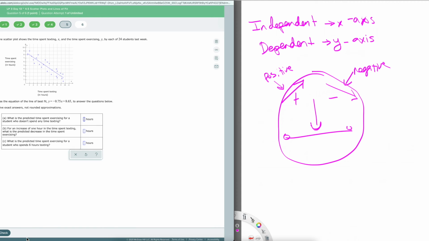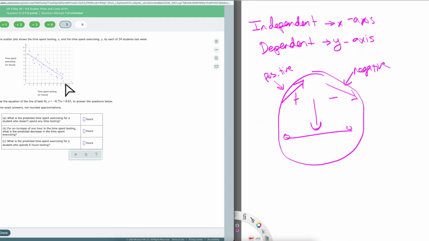All right, so the scatter plot shows the time spent texting and the time spent exercising by each of 24 students last week. So they're saying on this one, the more I text, the less I exercise. So texting apparently takes away our exercising ability. So it depends, I guess, on how many texts you send out. But if you're spending 10 hours texting, that's a lot of hours in the day to just be sitting there staring at your phone. So you don't have those hours to exercise. So that might make sense, right? We're spending time doing one as opposed to the other.